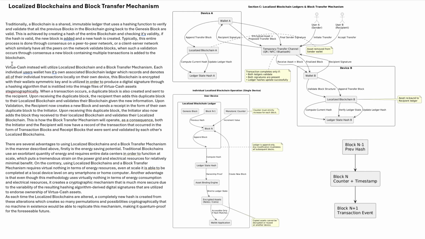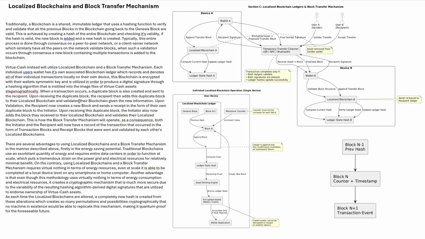Virtua Cash instead will utilize localized blockchain and block transfer mechanism. Each individual user's wallet has its own blockchain, which records and denotes all their individual transactions locally on their own device. This blockchain is encrypted with their wallet's symmetric hash and utilized in order to produce a digital signature through a hashing algorithm that is instilled into each of the image files of the Virtua Cash assets steganographically.